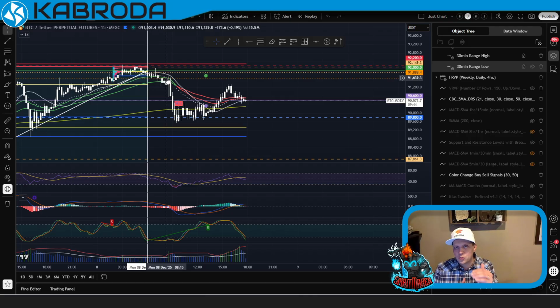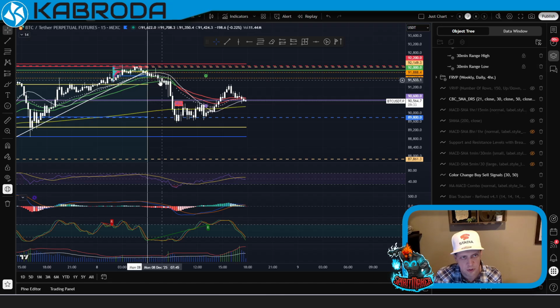We're probably going to bounce between your support and resistance today. More than likely, we're not going to see a breakout. That is the strategy that's calling and helping you take advantage of this price action. So what I want to do is start to see this break down.